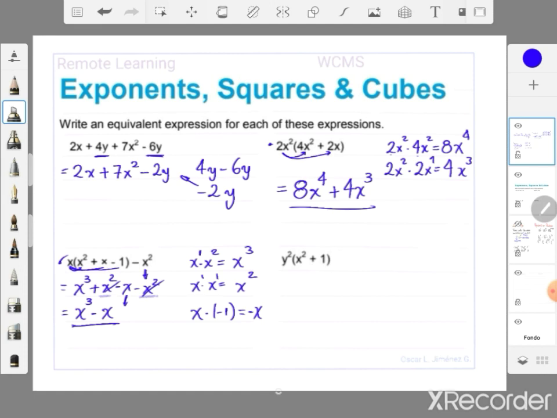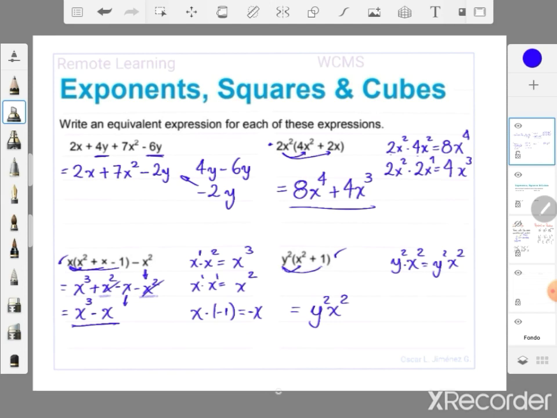Now, finally, the last exercise, okay? This is easy. This is very, very easy. Why? Because you're going to multiply the first expression, y to the second power, by each one of these, okay? So what is y to the second power times x to the second power, okay? So it is the same, y to the second power, x to the second power. You can do nothing more, okay? So the answer is y to the second power times x to the second power.